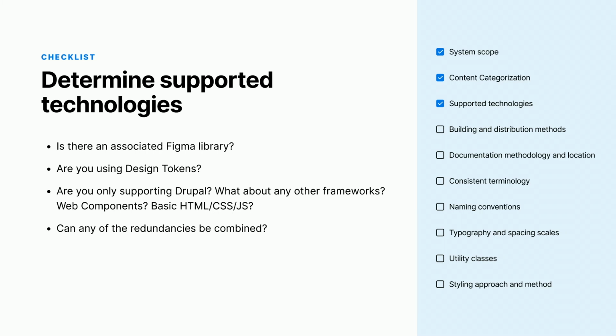Are you supporting Drupal? Do you have other frameworks? Have you considered web components? If you have a couple different frameworks, maybe you want to use web components instead. Do you also need a basic HTML version? And my last question, in reference to the question before: can any of those redundancies be combined? If you have to build a Drupal one and a React one, which is my actual use case, do you want a base level of core styles that get disseminated into those separate toolkits? You don't want to recreate everything in both toolkits, which is exactly what I'm doing now.